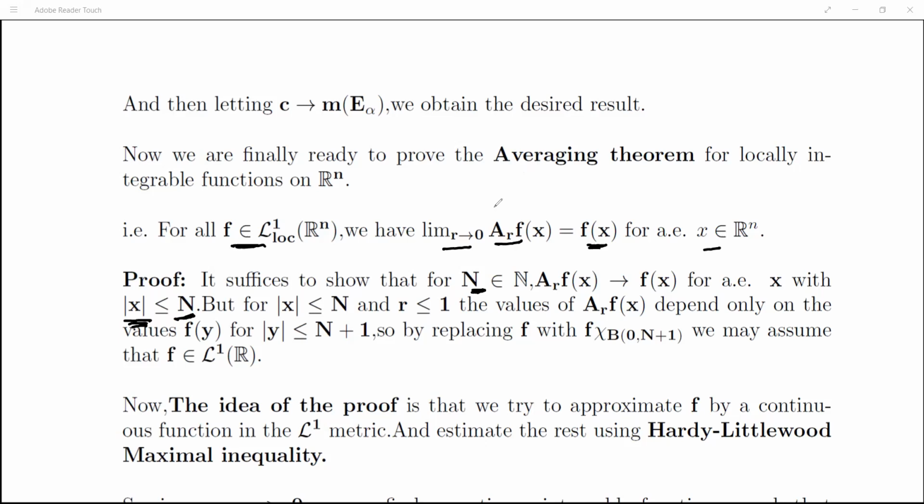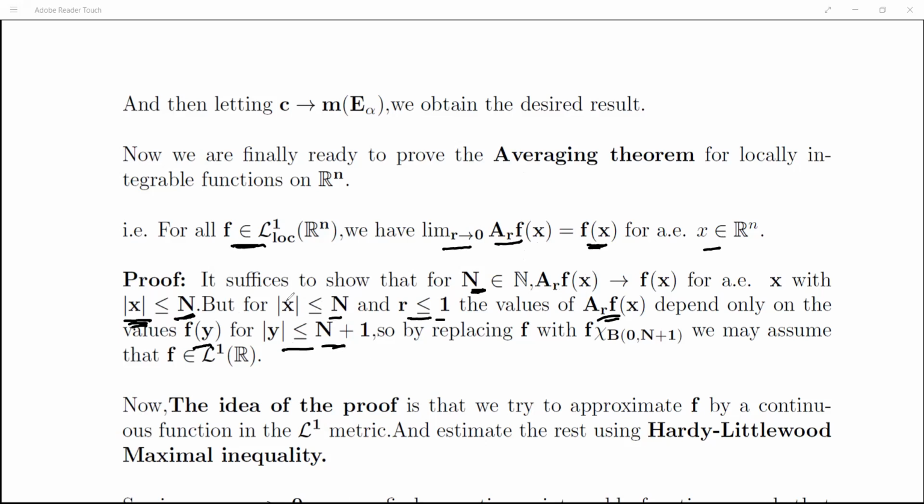And you are taking r tends to 0. So you are only interested in the value of A_r f(x) when r is less than or equal to 1. You can just do that because you are letting r tend to 0. So your value of A_r f will only depend on the values of f(y) for |y| less than or equal to n plus 1.